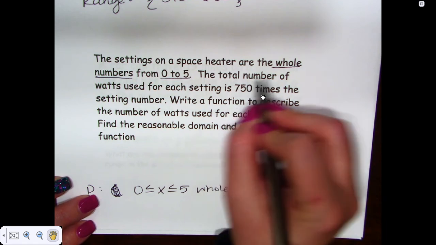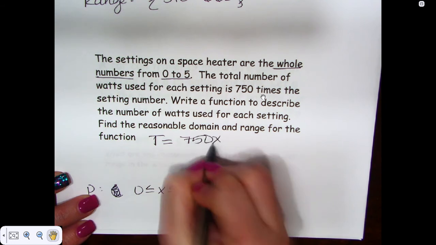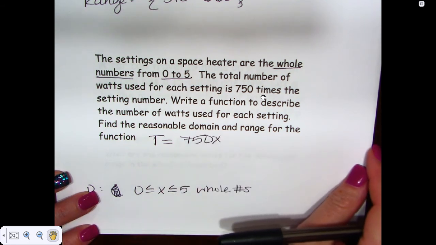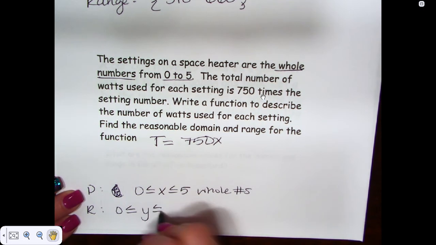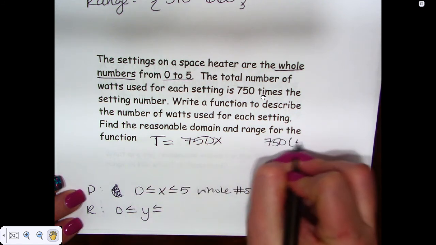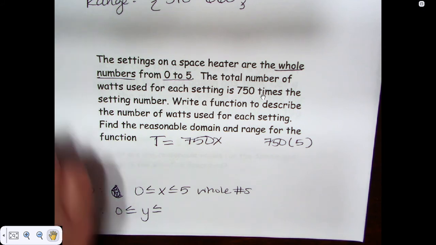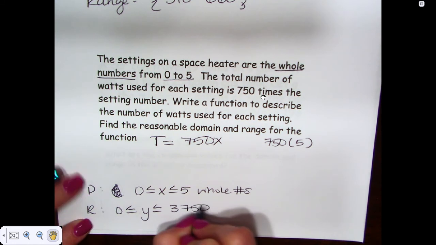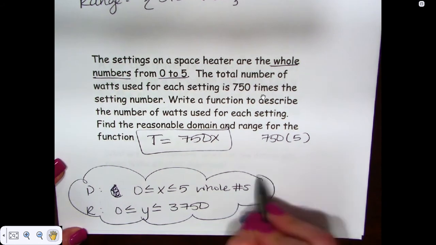Okay, let's write our equation. The total number of watts used, so T equals 750 times the setting number, so 750x. So that's going to mean that our range is from 0, if we plug in 0, we get 0, up to 5. So what is 750 times 5? So 3,750. Okay.